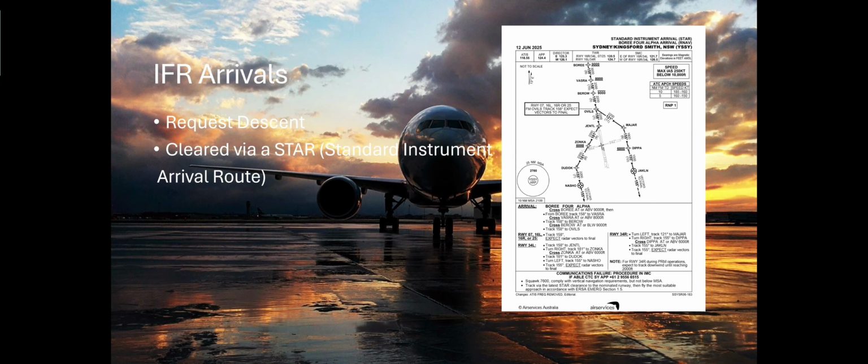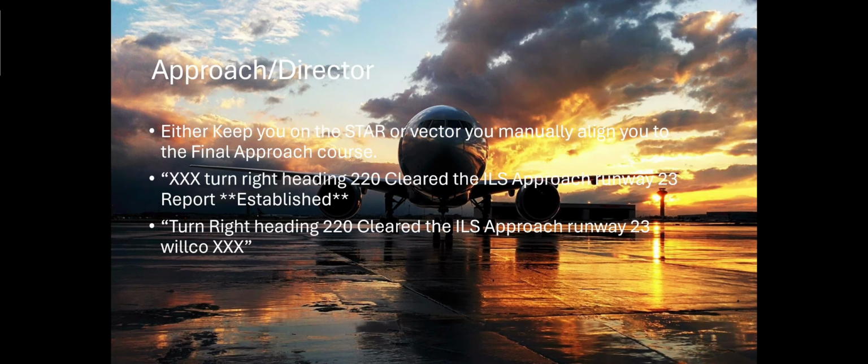Qantas 543. So once they say when ready, descend flight level 250, it's pretty self-explanatory, but you can descend to flight level 250 whenever you're ready. Approach or director. They either keep you on your STAR or vector you manually to align you with the final approach course. Then they clear you for the approach, so it goes something like this.